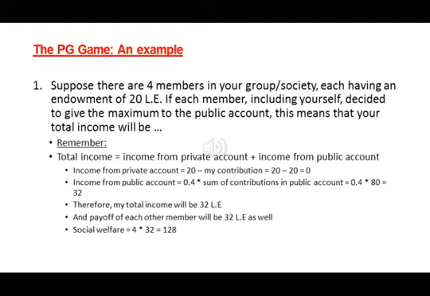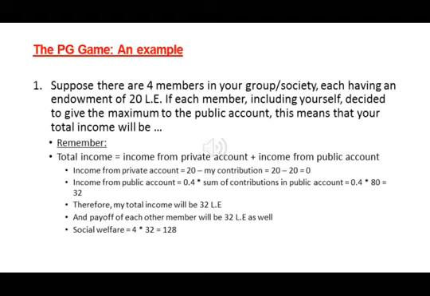So the income from the private account will be equal to the £20, which is my endowment, minus my contribution to the public fund. This will be the money that will remain in my private account and which will remain as it is, because as I said, £1 in the private account will remain as £1. So according to this example, the income from my private account is equal to my endowment, which is 20, minus my contribution, which according to this example is 20, which is equal to 0.